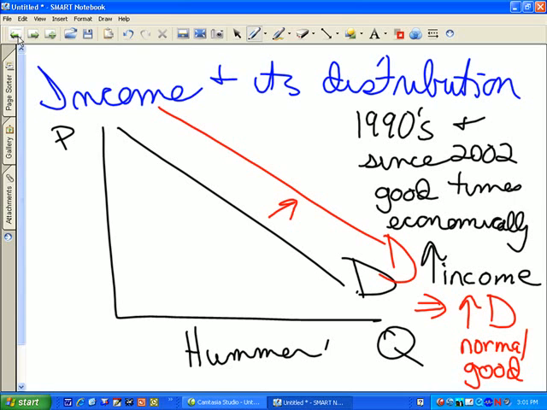A Hummer is a normal good. You can think of cars, especially small compact cars, you can think of those as inferior goods. As your income goes up, your demand for a small compact car goes down. Why? Because it's an inferior good as compared to, say, a Hummer.